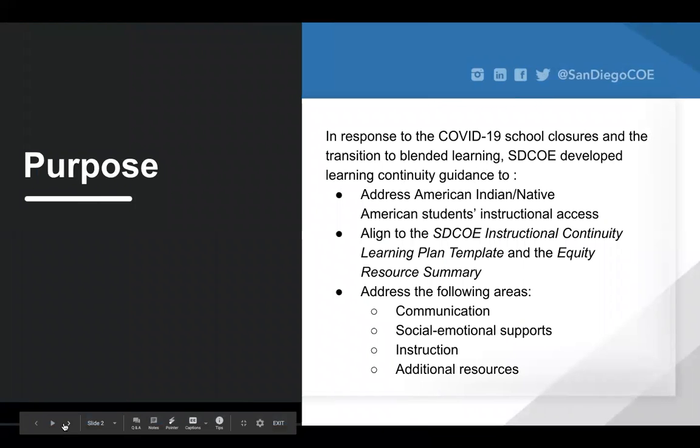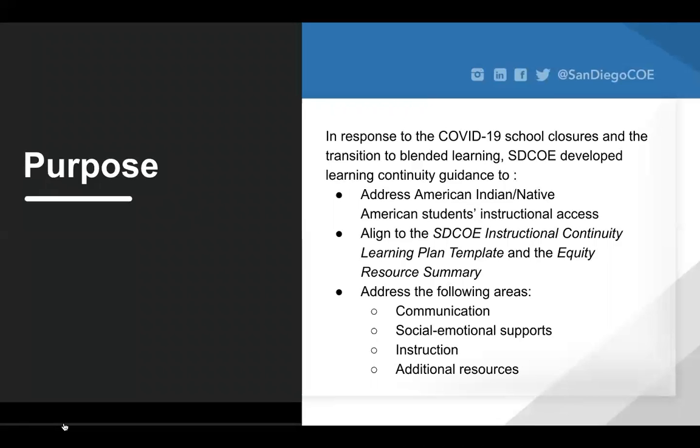The purpose of this document is to support schools and districts during blended learning to address the needs of the 35,000 American Indian and Native American students in our K-12 California schools. Many of our American Indian students are part of the 109 California tribes, including several tribes that cross state and national boundaries.